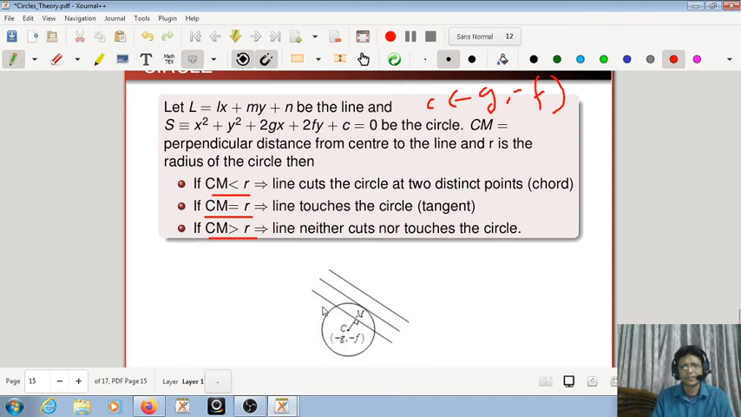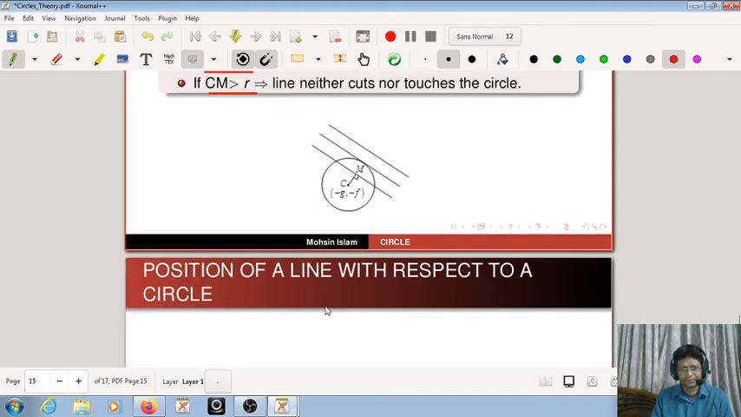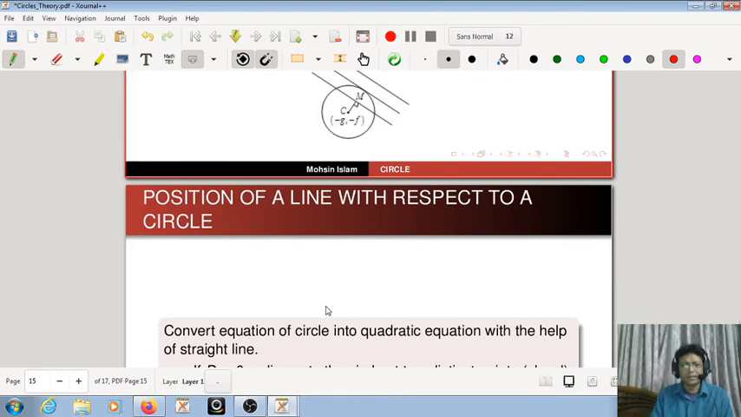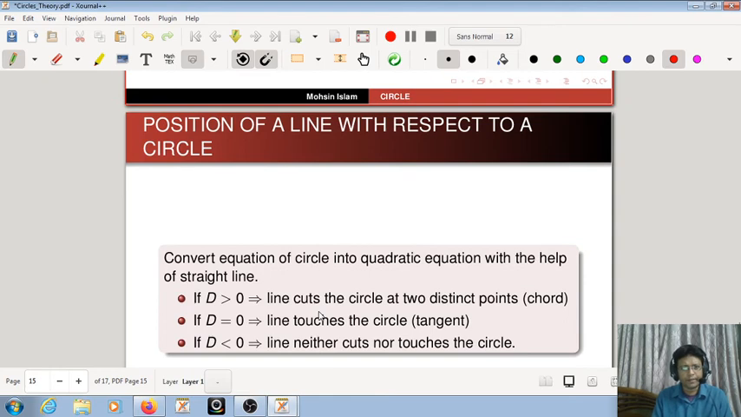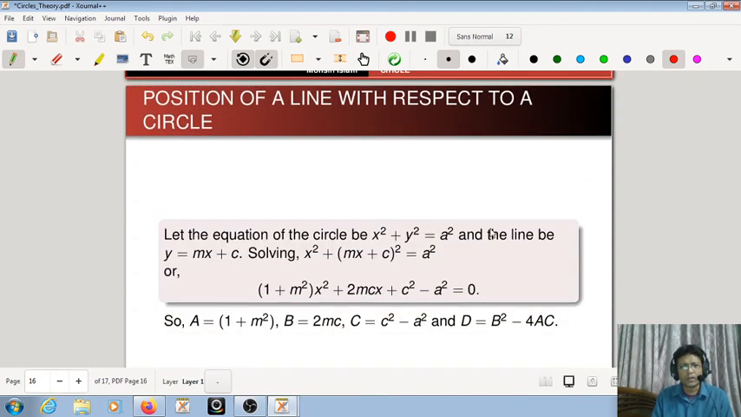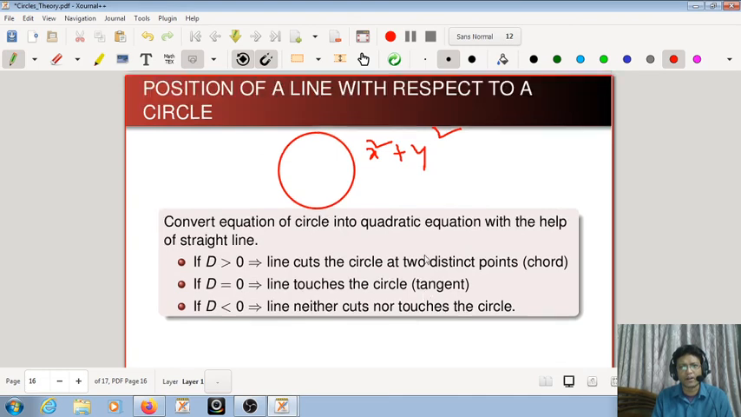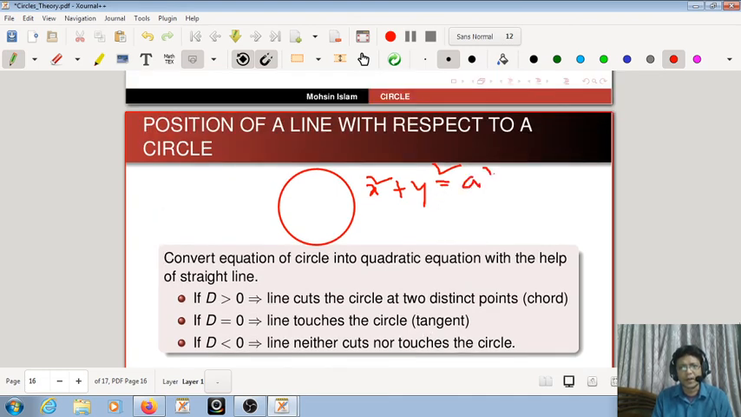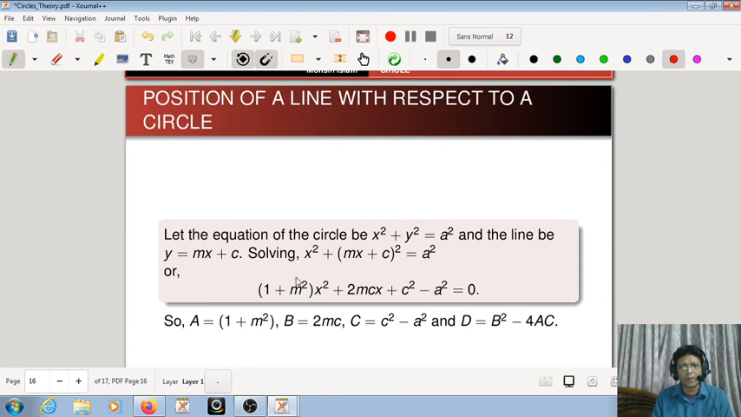Okay. Now we can deal with this result in a different way. What is a different way? Let me discuss the position of a line with respect to a circle. So suppose this is the circle, and the equation of the circle is x² + y² = a². I have chosen a square. Okay, let the circle be x² + y² = a² and let the line be y = mx + c, the simplest form.